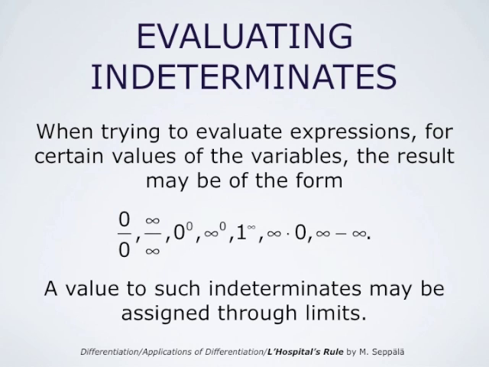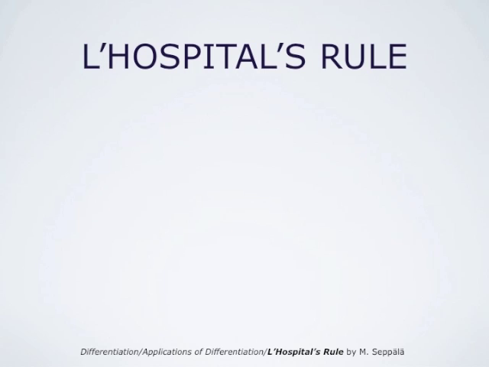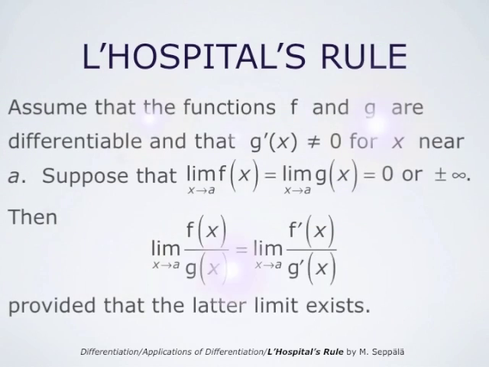And L'Hopital's rule can be used here. L'Hopital's rule says that if f and g are differentiable, g prime of x is different from 0 for x near the limit point a, and the limits of f of x and g of x as x approaches a are either both 0 or both plus or minus infinity, then the limit as x approaches a of f of x divided by g of x is the limit as x approaches a of f prime of x divided by g prime of x, provided that the latter limit exists.